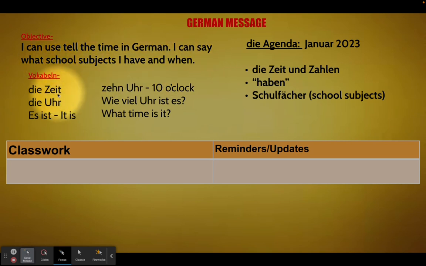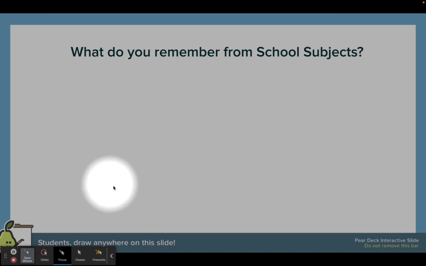And some important vocabulary is die Zeit, die Uhr, es ist, 10 Uhr, wie viel Uhr ist es? And so we're going to learn what those mean in just a moment. So, what do you remember from school subjects? This is going to be in the form of a pair deck also, so you're going to list what school subjects you remember. Do you remember Wissenschaft, Mathematik, Geschichte, Deutsch, Spanisch, Französisch, Kunst, Sport, und so weiter, and so on and so forth.